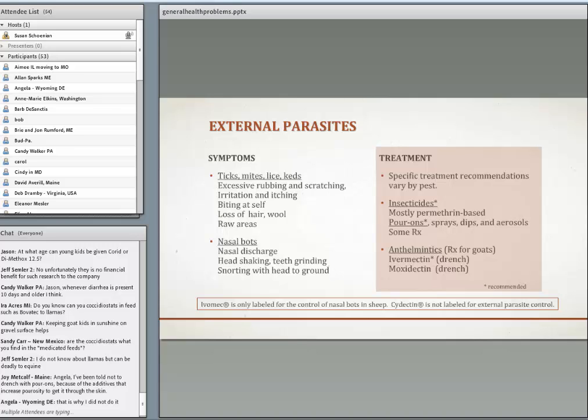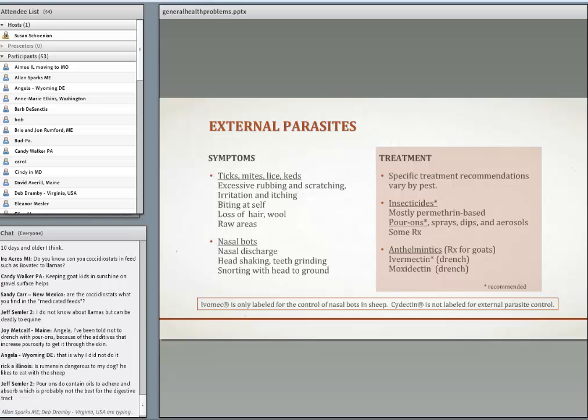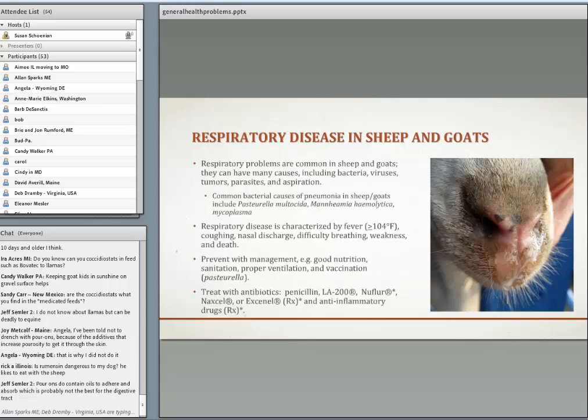The other alternative that we have is to use the drugs in the macrocyclic lactone class of dewormers. They do have some effect against external parasites that bite. All of them are, of course, prescription drugs. Ivermectin actually is the only one labeled, and it's labeled for nasal bots, but moxidectin should also be effective. No reason to inject them or pour them on because of wanting external parasite control. They still need to be given as a drench.